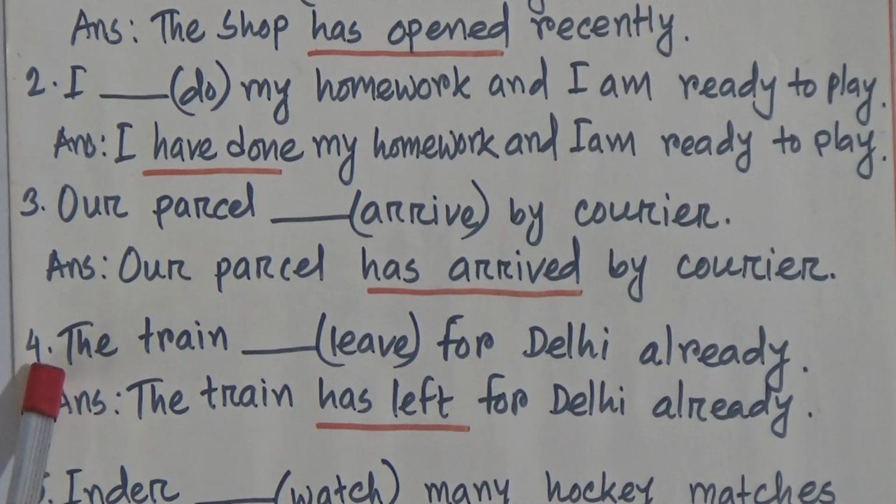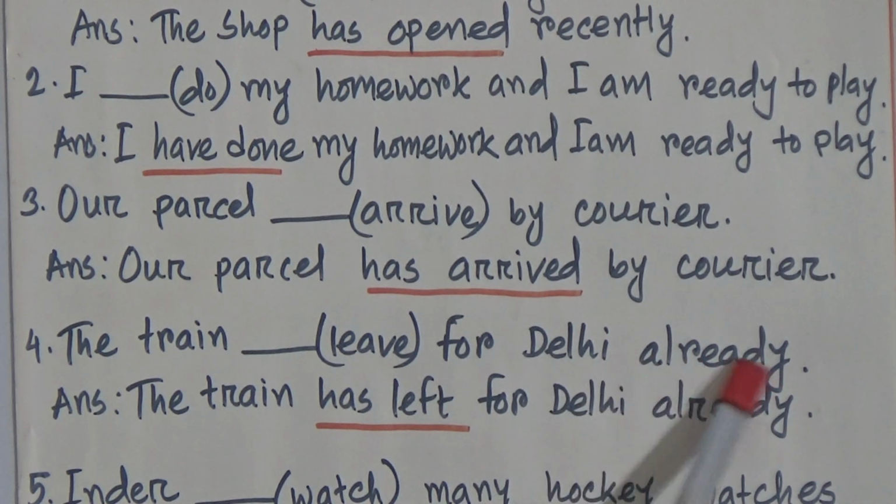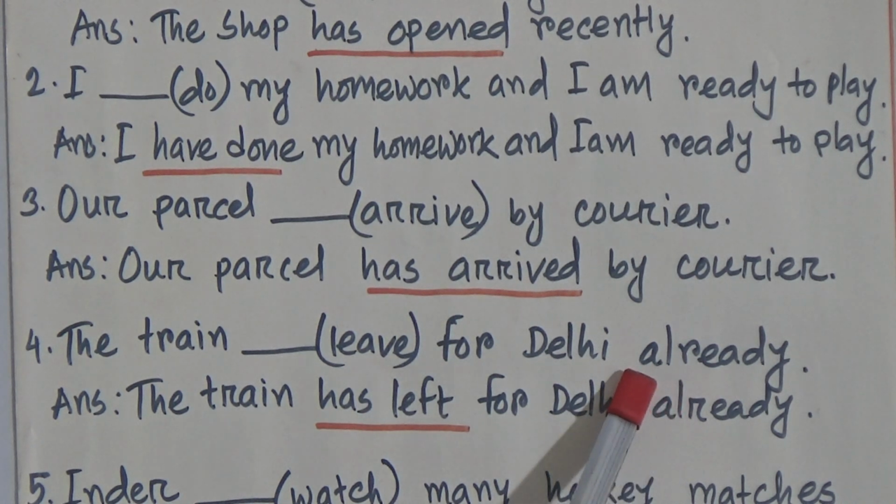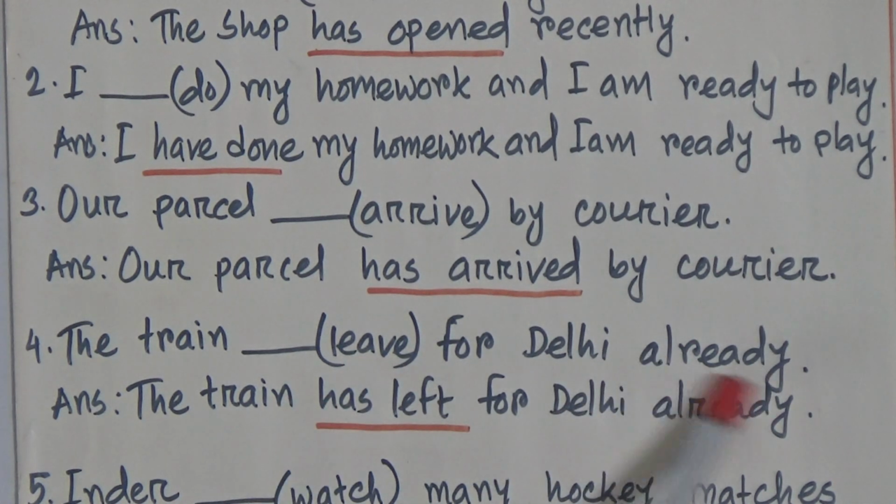Number 4. The train gap leave for Delhi already. Dear students, this is the sentence marker of this sentence. That means after seeing already, recently, yet, we can convert that sentence. We have to convert that sentence into present perfect tense.